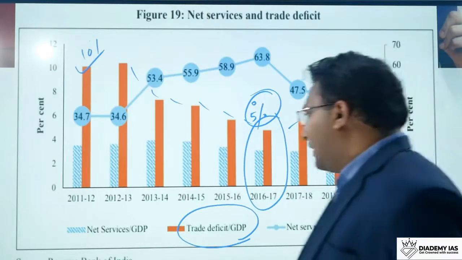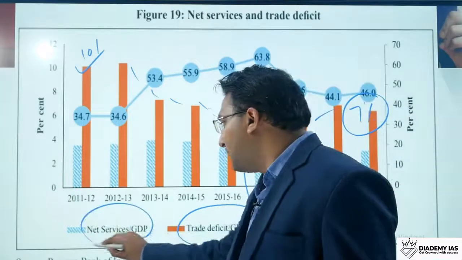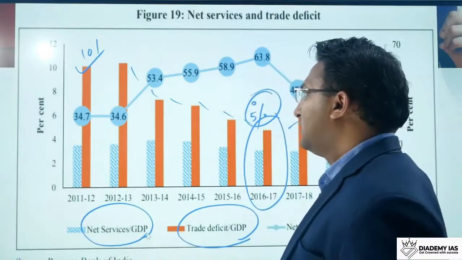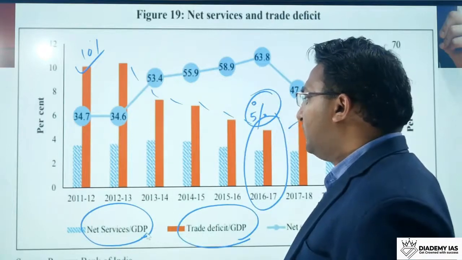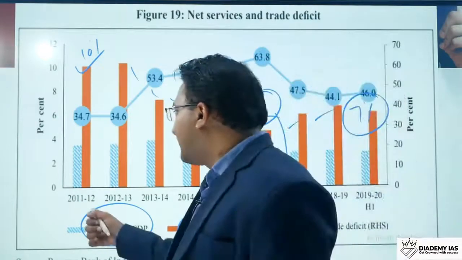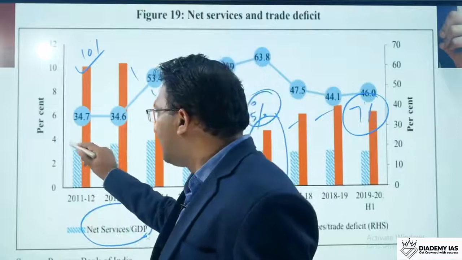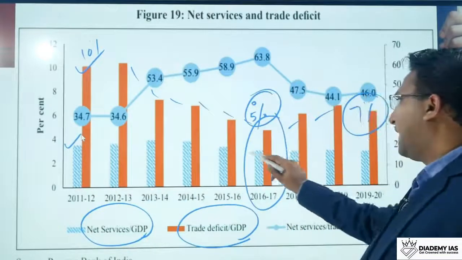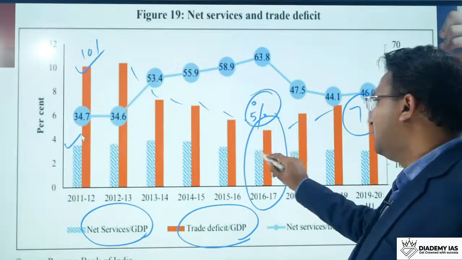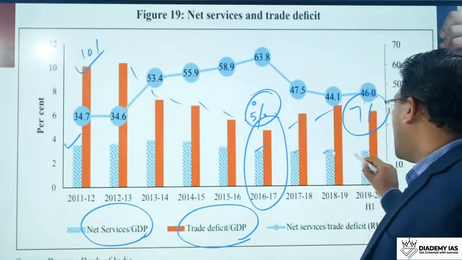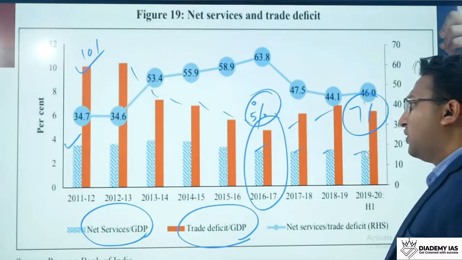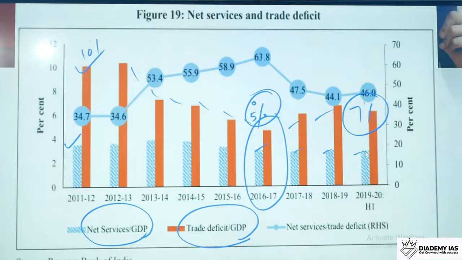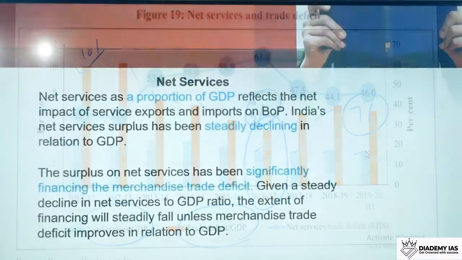Another aspect is net services as a percentage of GDP. If we see this, in 2011-12, this is approximately 4%, and there is almost a similar trend, and then in 16-17 there is a decline. So overall, the net services to GDP ratio is not much changed, but it has been declining over a period of time, which is a cause of concern.